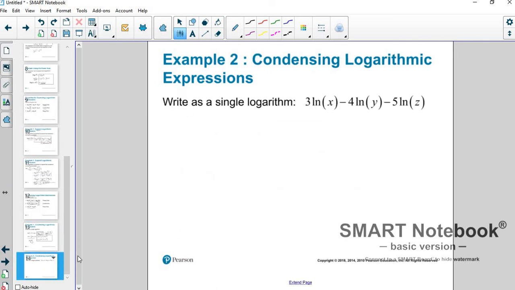Pause the video, take a look at example number 2. Once again, be careful with your process. Do one step at a time and see what you get.